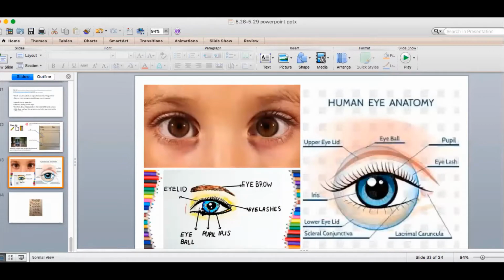Before we begin, let's take a quick look at this diagram of an eye. So we've got this diagram here. It shows the eyebrow, the eyelid, the eyelashes, the iris, which is the colored part, the blue part here on this eye, and the black dot in the middle, which is called the pupil, and then our eyeball. Before anything else, I need you to make sure that you have a pencil and a paper so that you are ready to do some writing with me.